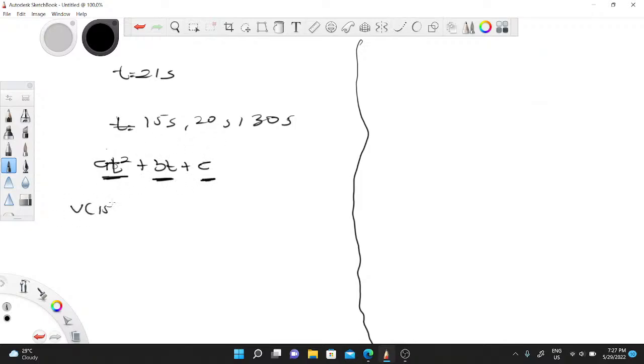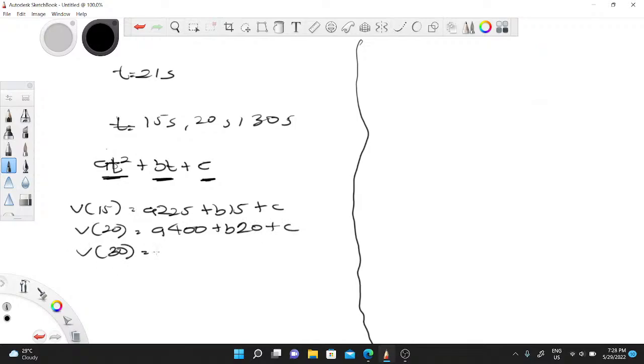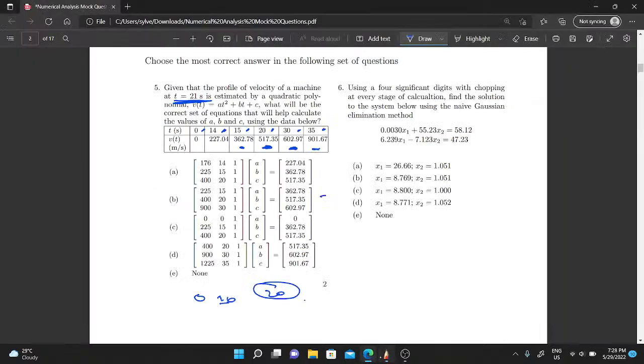So when v is 15, you have a, and then 15 squared is 225, plus b 15 plus some c value. Then when v is 20, you have a 400 plus b 20 plus some constant value. And when t is 30, you have 900 plus b 30 plus c. Right, cool.